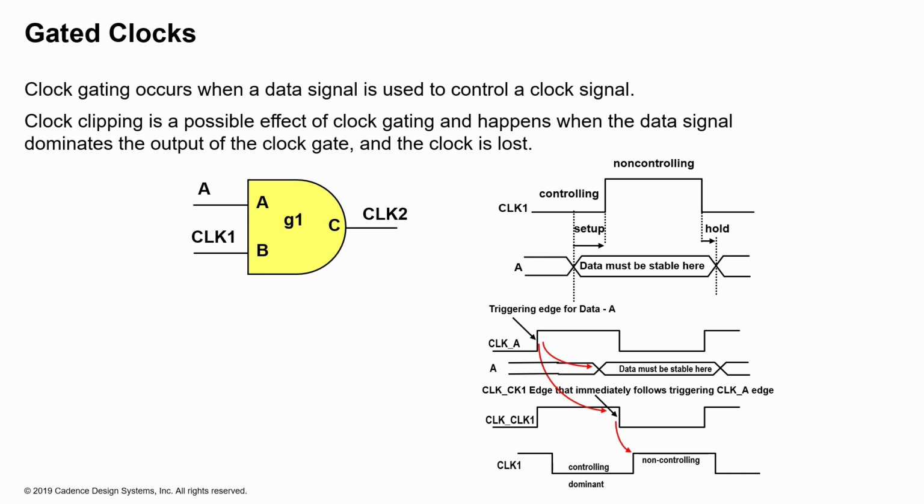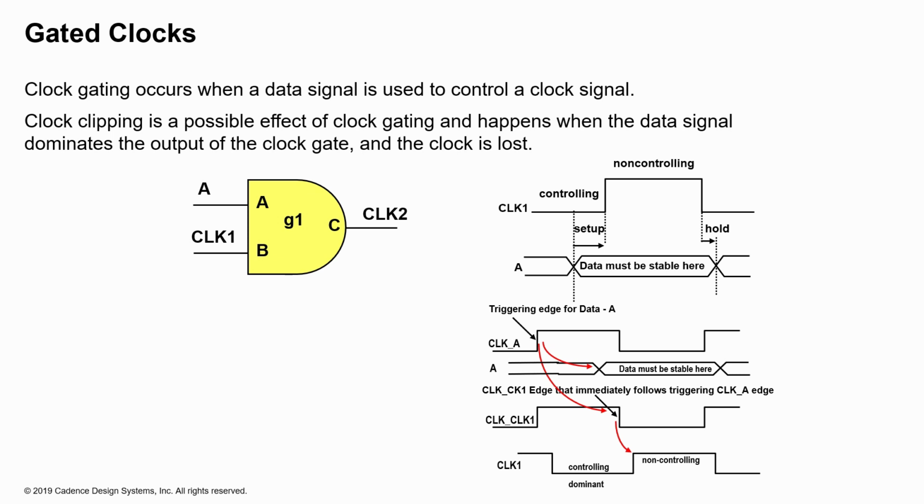When you run the setup and hold checks for this particular gated instance, the data must be stable. So the enable signal A must be stable, and it should actually pass the setup and hold checks for that gated clock. And so this particular gate must have these setup and hold checks defined in the library. And that's when you can actually use this clock gated element G1 in your design.